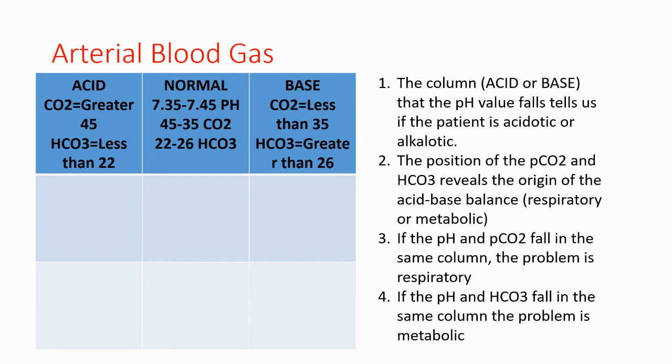So these columns help us to place the values where they fall and whether the patient is acidotic or alkalotic. The position of the CO2 and HCO3 reveals the origin of the acid-base imbalance, whether it be respiratory or metabolic. If the pH and CO2 fall in the same column, then the problem is respiratory. But if the pH and the HCO3 fall in the same column, the problem is metabolic.